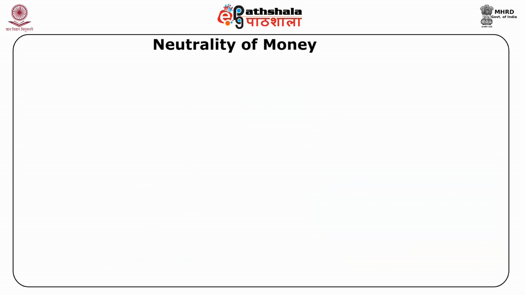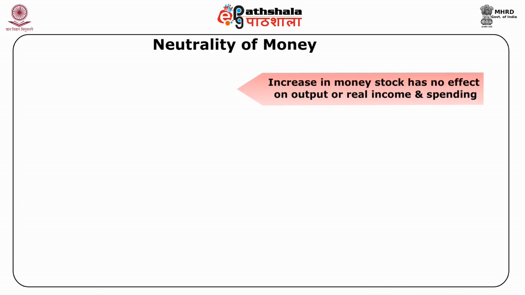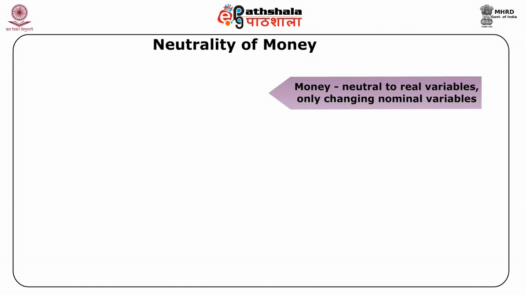Finally, we will discuss the neutrality of money. Given that in the long run, the economy attains the full employment level of output, an increase in the money stock has no effect on output or real income and spending. Money is said to be neutral to the real variables, only changing the nominal variables.